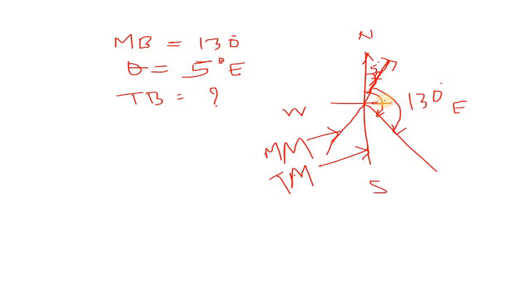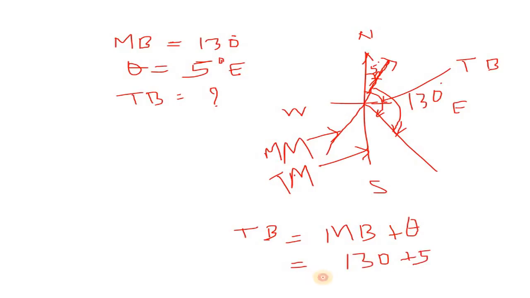Okay, this is your true bearing. How do you find this angle? This angle is equal to this angle plus this angle. You will get the total true bearing as equal to the magnetic bearing plus this angle. What is this angle? Theta. Then magnetic bearing is equal to 130 plus 5, equal to 135. See how, if you have been given the true bearing, you can find it the same way.